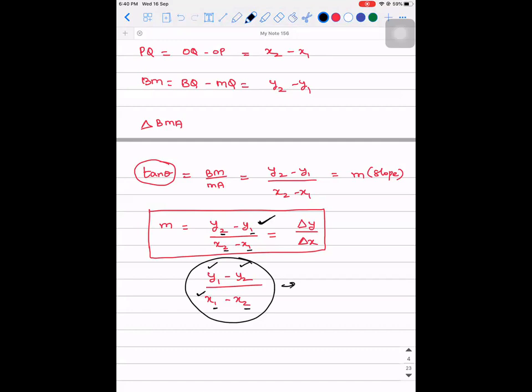The second point I explained only for your understanding purpose. Mostly in your schools, they will expect you to write it as y2 minus y1 by x2 minus x1 only. I hope that point is clear. There is no confusion, right? No, sir. Okay, good. So make a note of it.